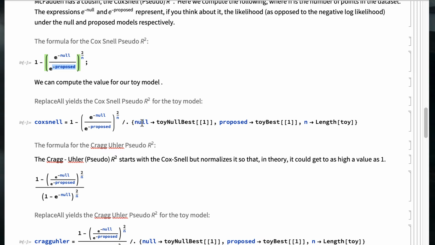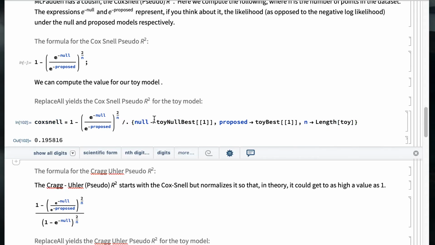And we're just going to compute it here. Here's our general formula. We're going to plug in the null log likelihood from toy null best. The proposed log likelihood is from toy best 1, toy best, and n, we can just say what's the length of toy, how many data points were in toy. And there we go. There's our Cox-Snell pseudo r squared.